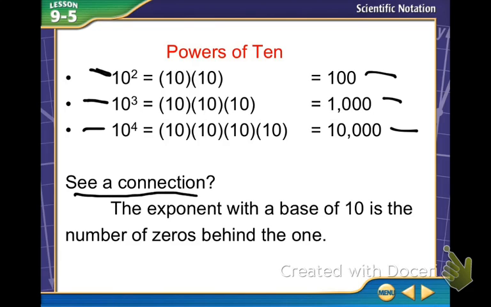So do you see the connection here? The exponent with a base of 10 is the number of zeros behind the 1. 10 to the second, a 1 with 2 zeros.